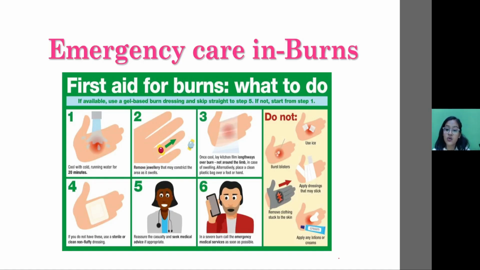What you should not do is directly apply ice to the area of the burn, or burst the blisters, right? Or apply any kind of dressing that may stick to the area where the burn is. And you should not remove clothing that is stuck to the skin. And you should also not apply any kind of lotion or creams. If the patient comes to you having applied ice or burst the blisters, then further medical care should be given to the patient, right?